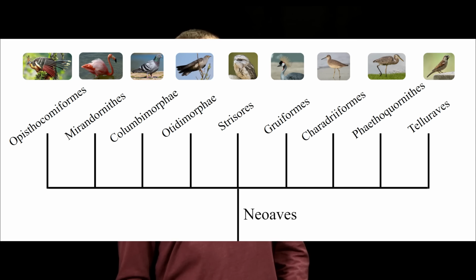First up, the Charadriiformes. These guys can typically be referred to as shorebirds. And this name is very fitting considering that most of them do stuff along the shore.